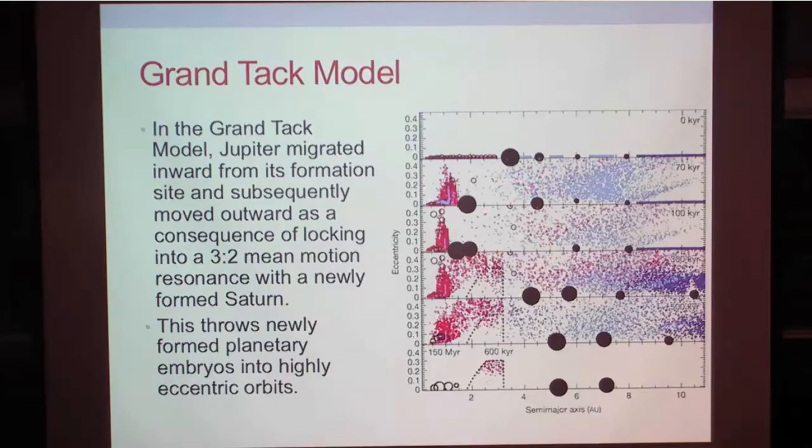This does mix some volatile rich stuff into the inner solar system, helps explain maybe where the Earth got its water. But eventually what happens is Saturn moves in as well, and they get locked into 3 to 2 resonance, and then they move back out. But in the meantime, they've thrown, the vertical axis is eccentricity, so they've thrown all these planetary embryos into crossing orbits, and basically it's catastrophic. They destroy each other.